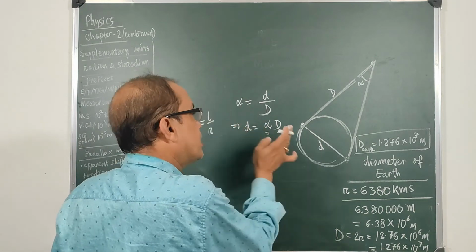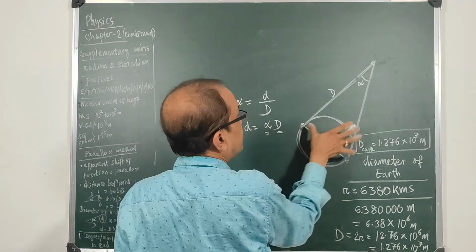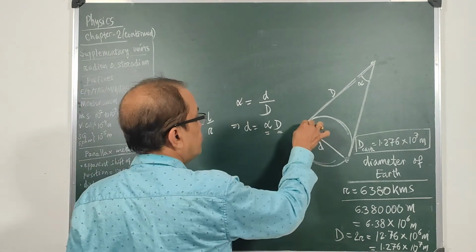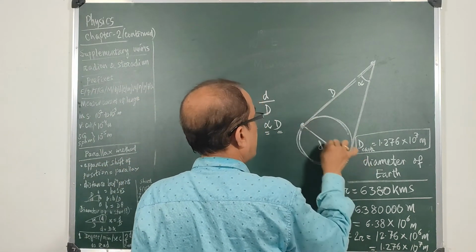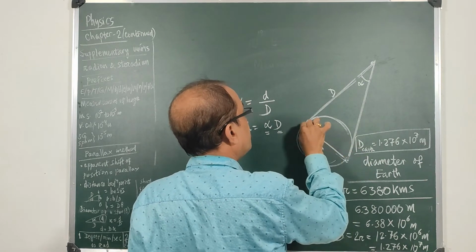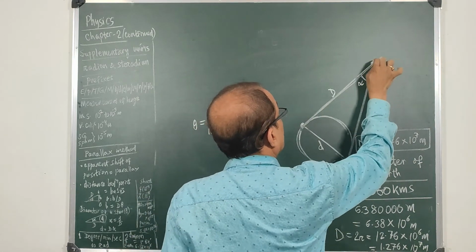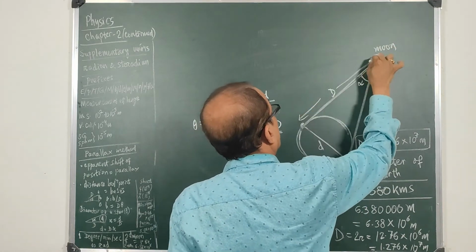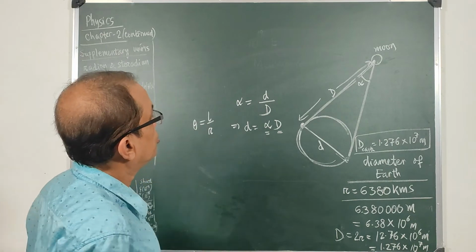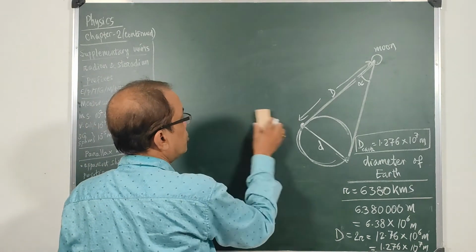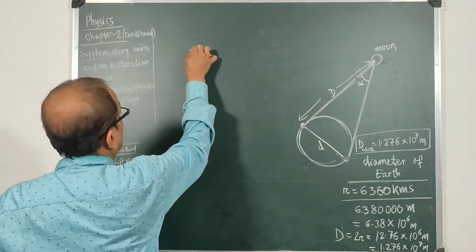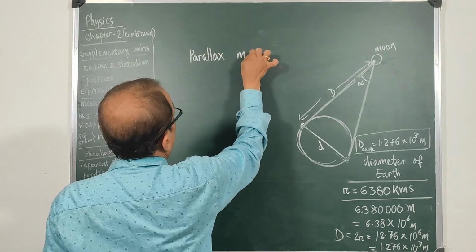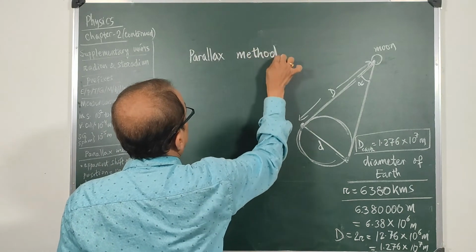So this can be used to find the diameter of a distant star also, the diameter of the moon for example. From two different locations of Earth, diametrically opposite points, if we measure the moon, we can find the distance of the moon from Earth by this method. This method is known as the parallax method. I will give you an example of how we use this method.